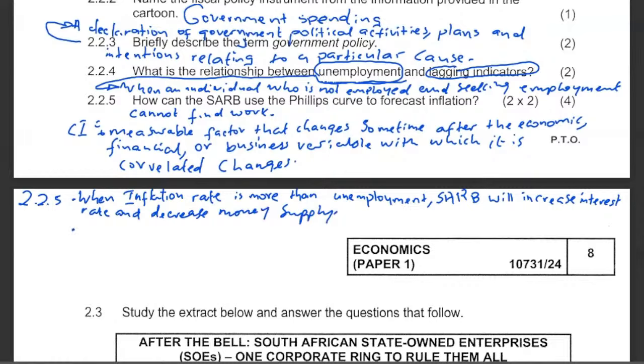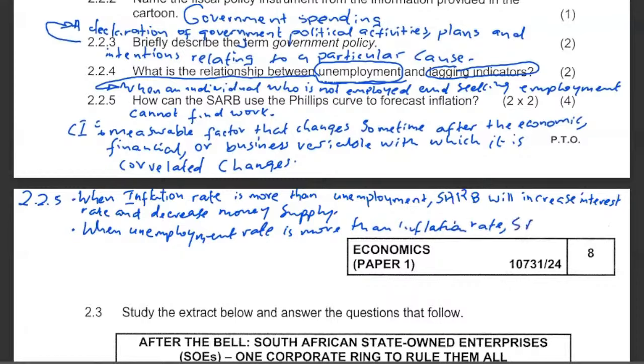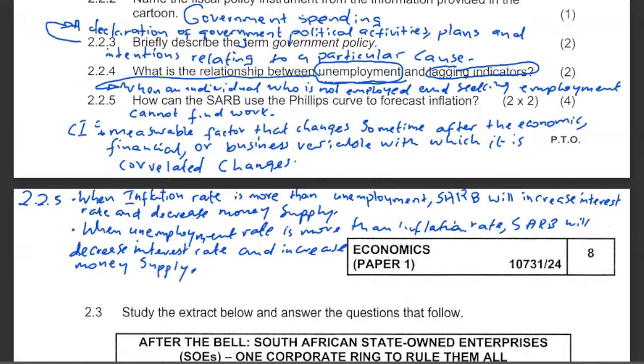Okay, right. The next one, because of 2 marks, we are saying that when the unemployment rate is more than the inflation rate, then the South African Reserve Bank will decrease the interest rate and increase the money supply. Okay, right, grade 12.